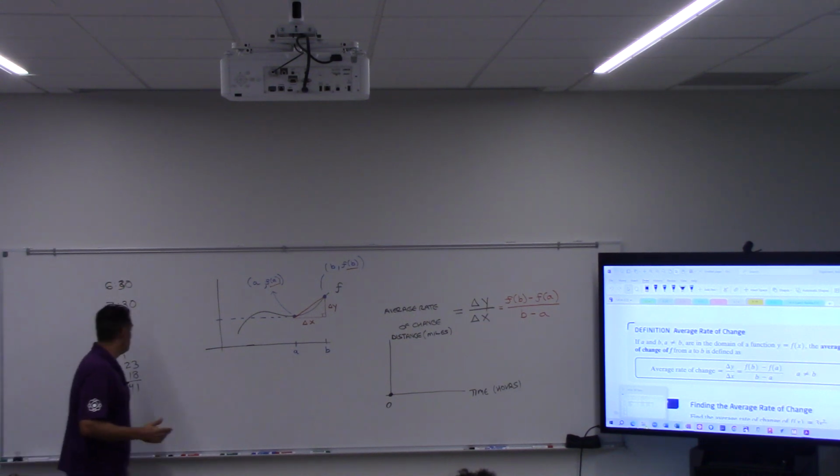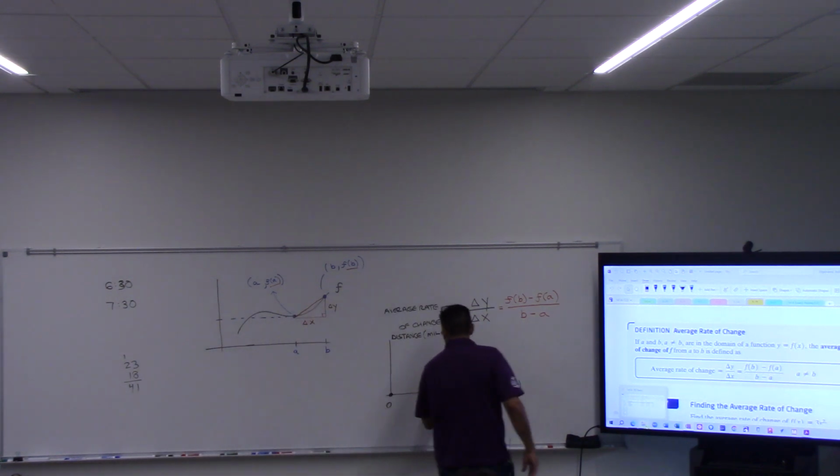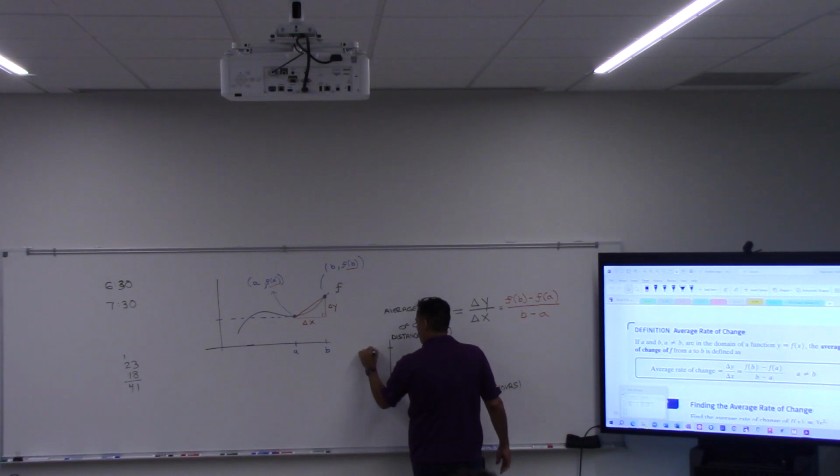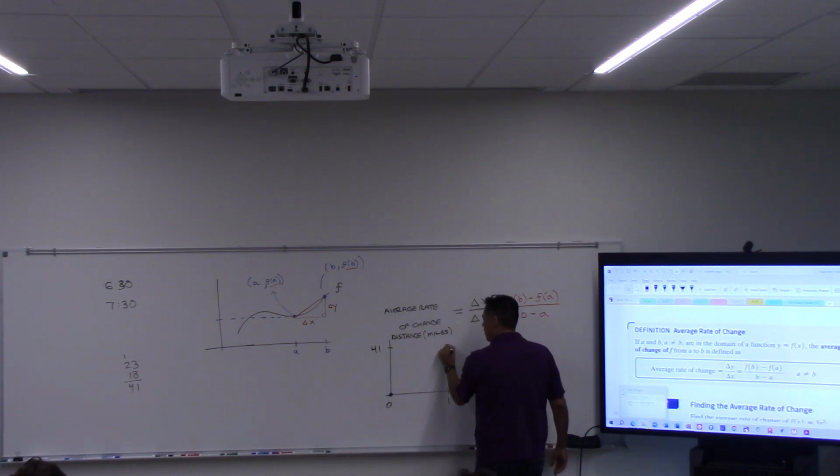Okay, it's actually a little longer. But so what I can say is that in 1 hour, how far did I go? 41 miles. So I have that point and I have this point.